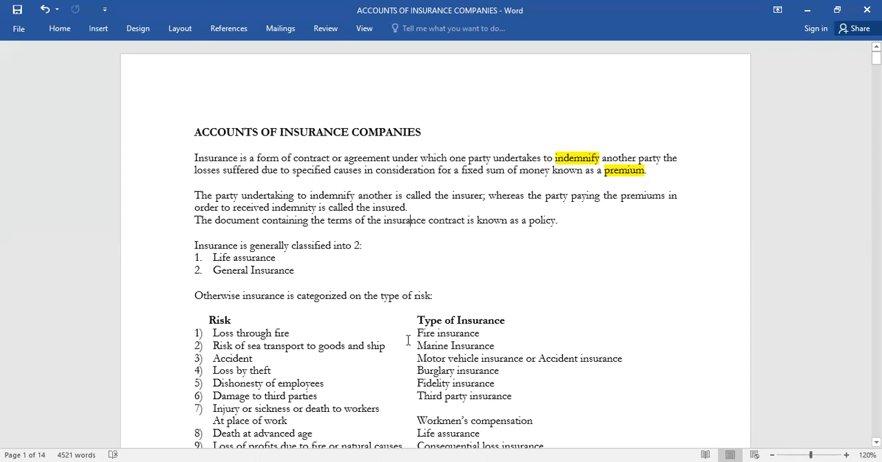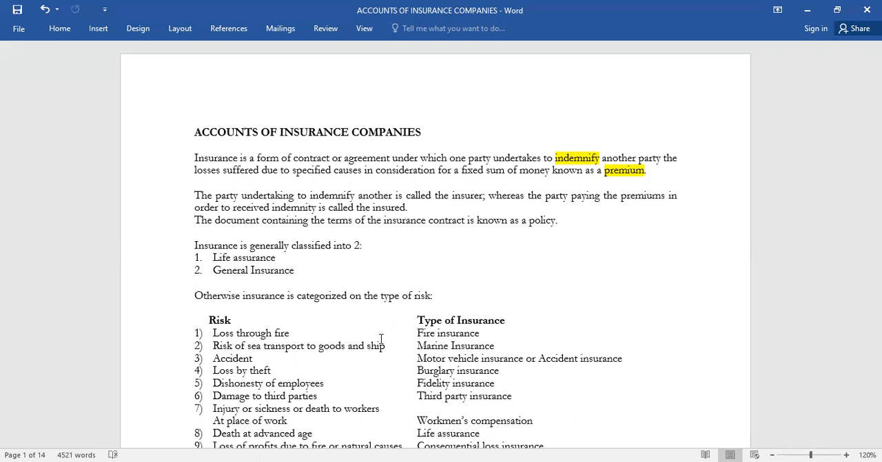If it is the risk of sea transport, that is to goods and ships, let's say you are shipping a container from China, you are going to get what we call marine insurance. Accident is motor vehicle insurance or accident insurance. Then you could insure yourself against theft, burglary insurance. Then there is what we call Fidelity Insurance.